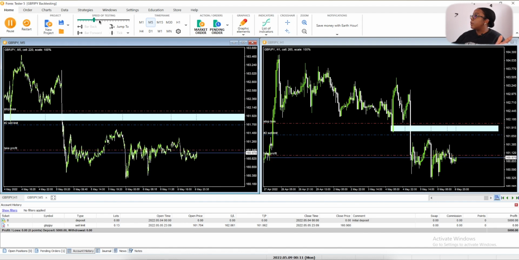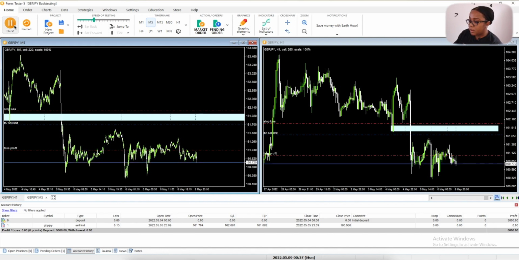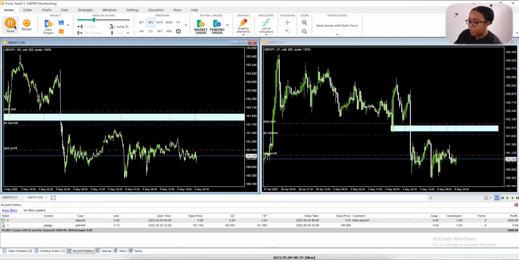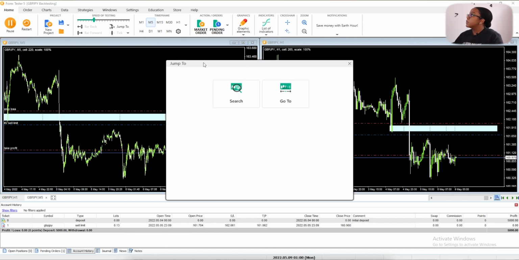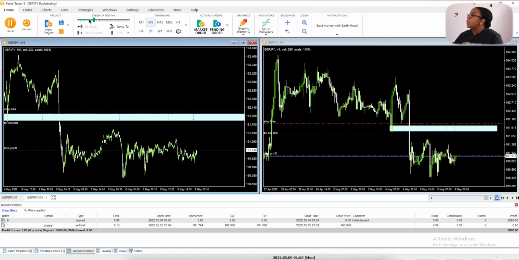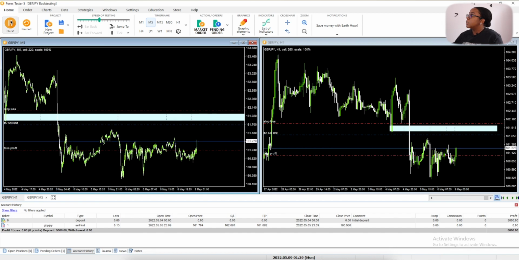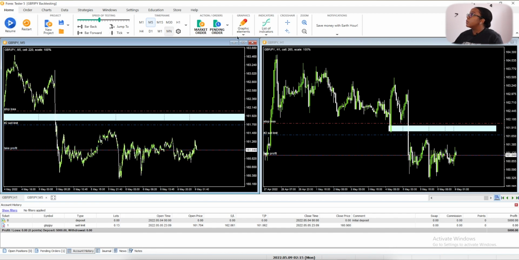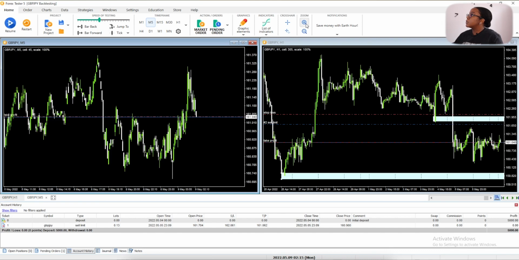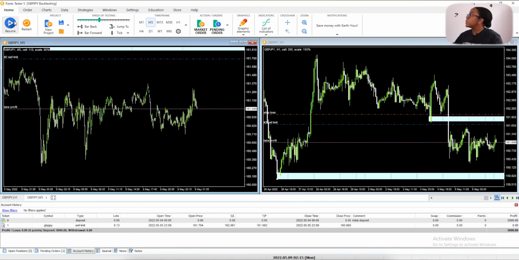Because now we're on May 9th. What day is May 9th? May 9th, 2022 would be a Monday. So, oops. I don't know if we'll see a setup on Monday, but let's fast forward. We might see a setup on a Monday. Let me zoom in again, just to give some ability to see what's happening.